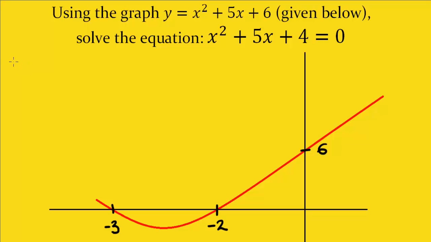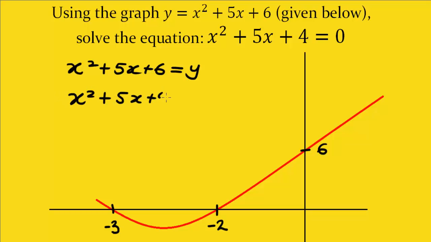This is how you proceed. You write the equation of the graph, the given graph. I'm going to rewrite it in a different form: x squared plus 5x plus 6 equals y. So I just swap the left hand and right hand side. And then the given equation is x squared plus 5x plus 4 equals 0.